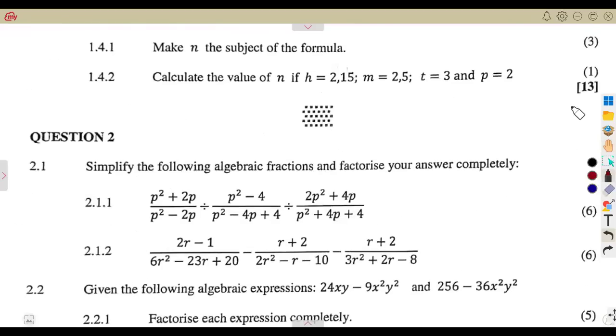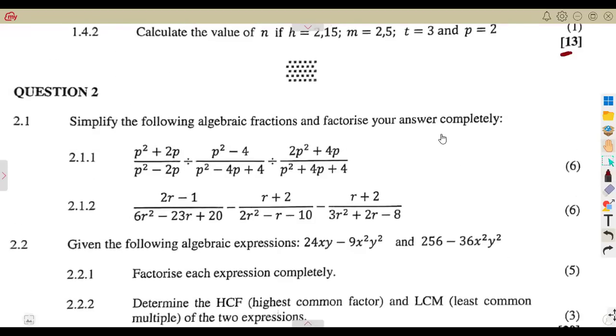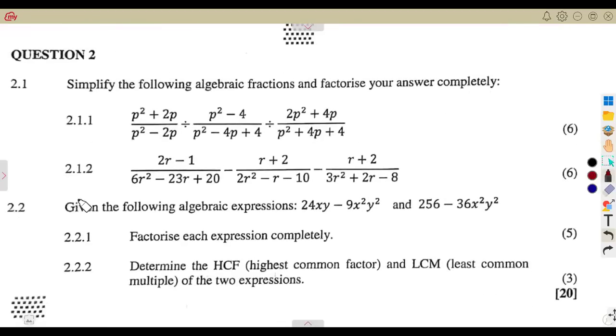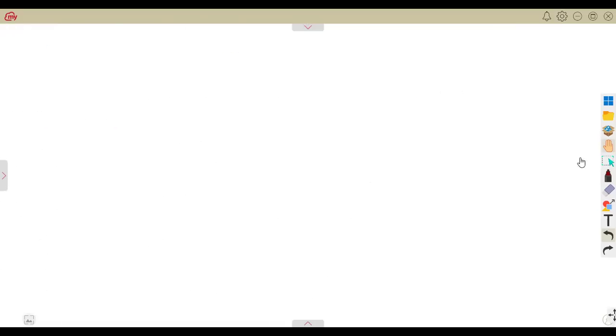So question 1, it was actually 13 marks, okay, which is fine. Question 2, it was the simplification there. All right, 2.1, simplify the following algebraic fractions and factorize your answer completely. Meaning to say your answers are supposed to be in a factorized manner. In whatever way you're going to have, your answers are supposed to be in a factorized manner. So I'm just going to start with 2.1.1. All right, let's consider our fractions there.